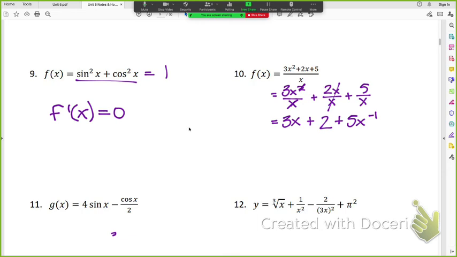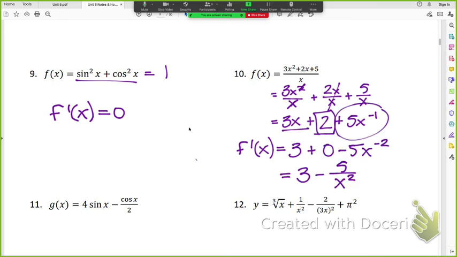This is the simplified f of x. Okay, see what you can do with finding the derivative of each term separately. Okay? In number 11. What's the derivative of 4 sine x? 4 cosine x. Now, you might think about the second term a little bit differently. That's like there's a -1/2 in front. And then take the derivative of cosine. Okay, what's the derivative of cosine? Negative sine.